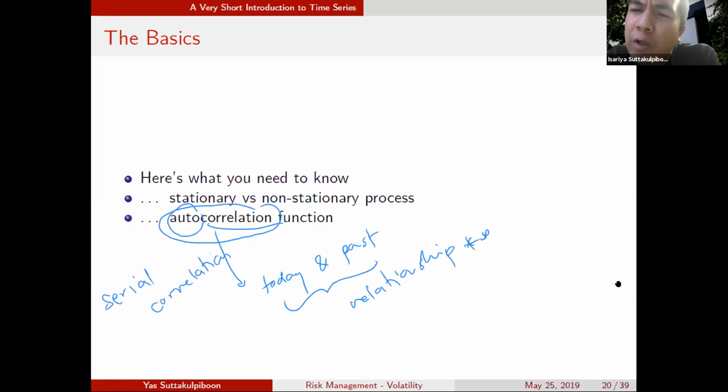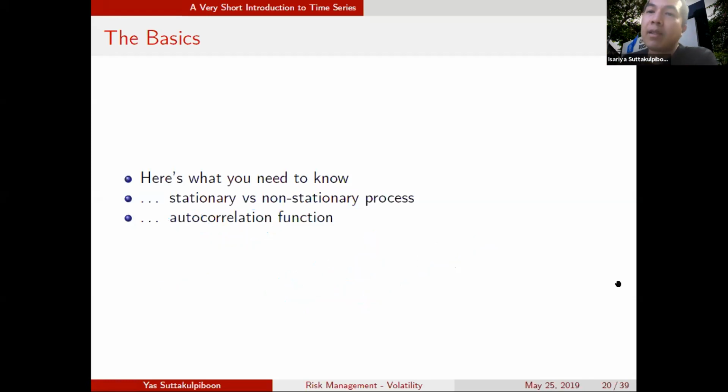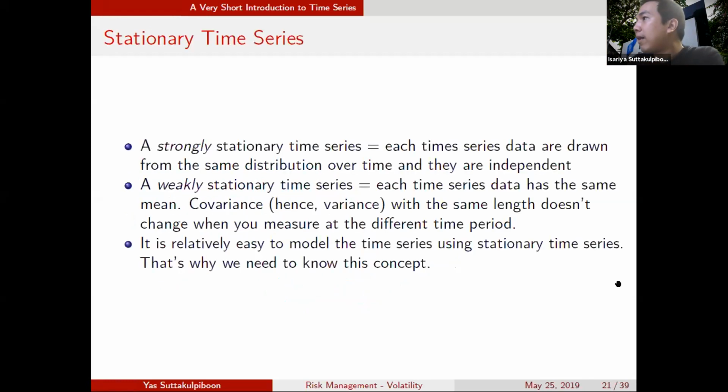The term autocorrelation is used in regression analysis, but in time series it's probably more appropriate to use the term serial correlation because there's a correlation over time, right? Today and tomorrow, there's some relationship. There's a relationship between this month and next month, between this year and next year, right? So that's autocorrelation, the basic of it. Okay, I think we're going to look at stationarity first.